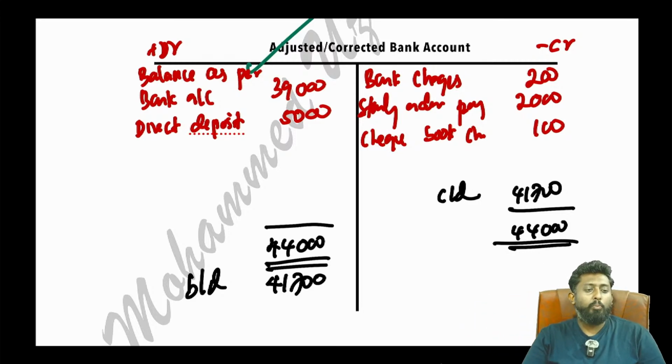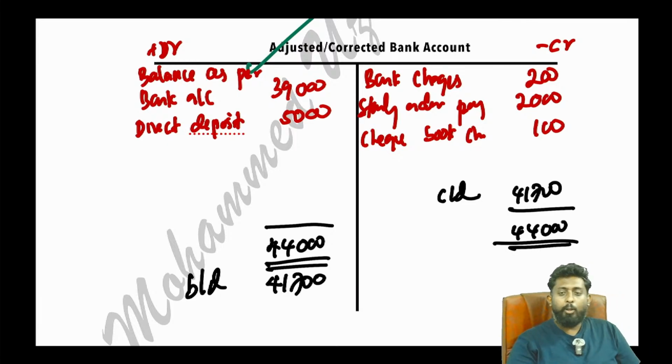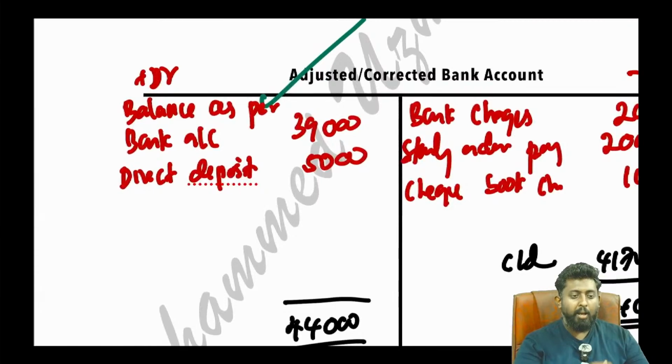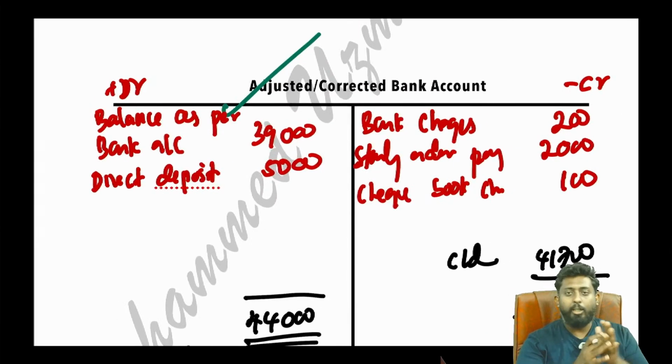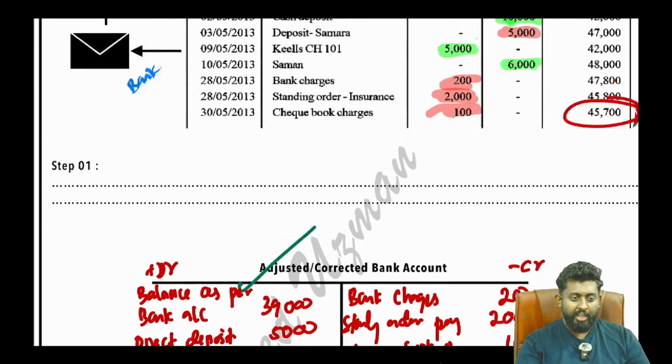Let me say one more thing. Now when I started preparing this adjusted bank account balance, I recorded the balance as per bank account on the debit side, because we had a debit side.